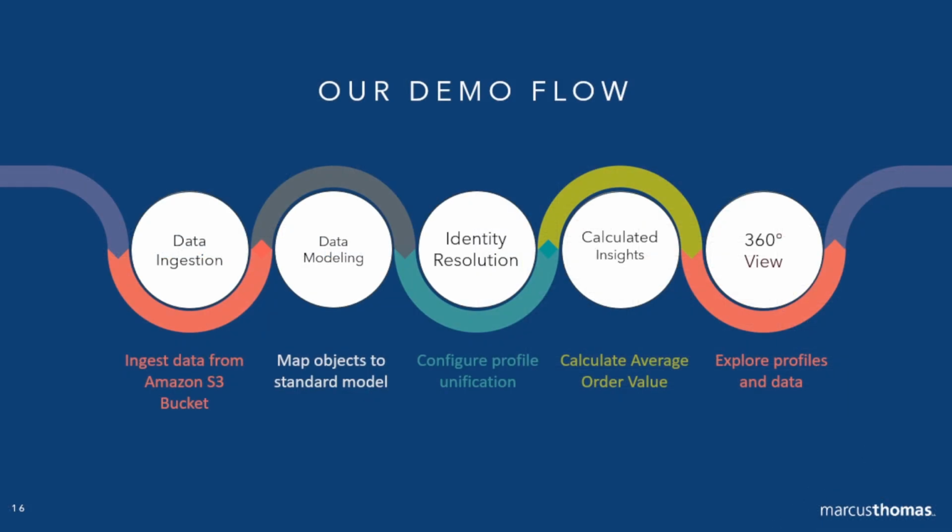So the flow of the demo for today, we're going to look at ingesting data from an Amazon S3 bucket. We're going to look at data modeling and map all the raw data with a standard unique model. We're going to configure identity resolution, and then we're going to calculate average order value. And then we're going to look at the unified profile, the 360-degree view of a customer, and its data.